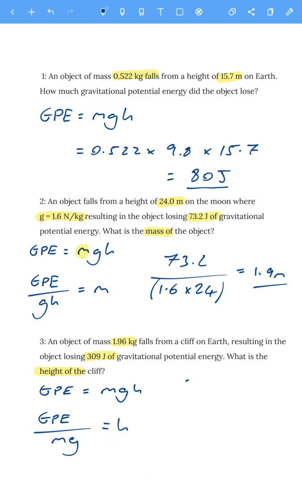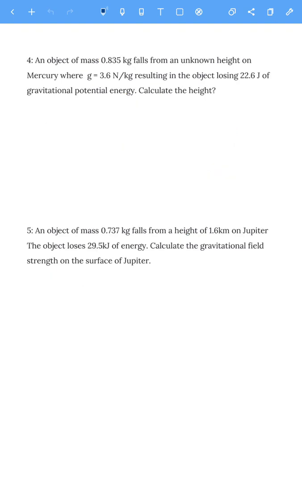So the gravitational potential energy, 309 joules, divided by the mass, which is 1.96, multiplied by G, and remember, G on Earth, 9.8. So if you calculate that, that gives you 16.1 meters. Okay, let's do 2 more questions. So if you want to pause the video and do these 2, and then I'll take you through the answers.